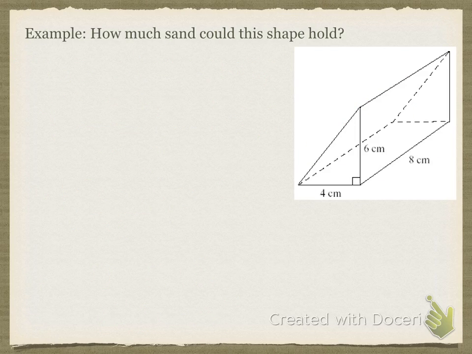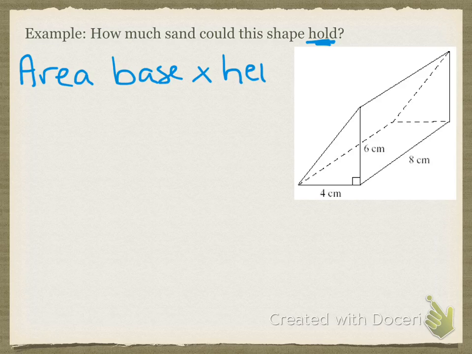Keeping in mind our key words, we could get a question given to us like this. How much sand could this shape hold? Hold, of course, is a key word for volume. If we look at the shape we're given, it's a triangular prism. So we write down our formula. We want the area of the base times the height. And of course, volume is the area of the base times the height.